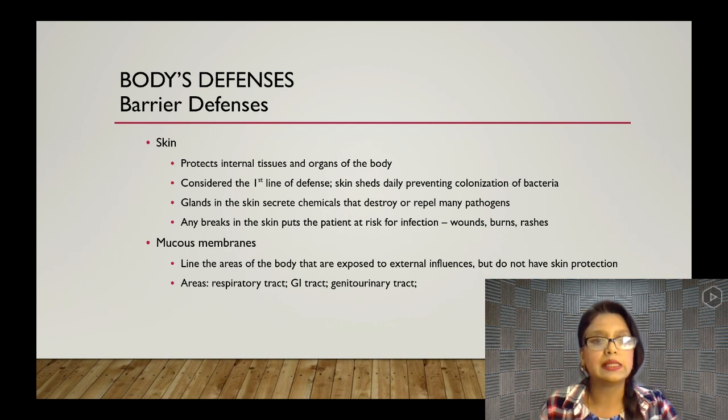Second is mucous membranes, lining areas of the body that are exposed to external influences but do not have skin protection. Areas include the respiratory tract, GI tract, and GU tract. So certain mucous membranes would protect us from invading bacteria and infections.